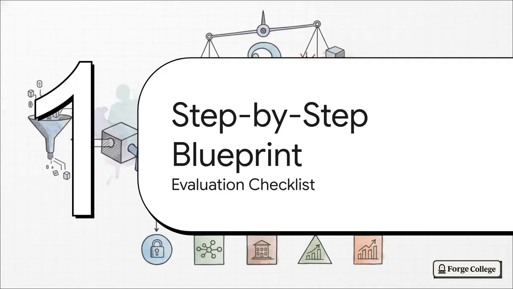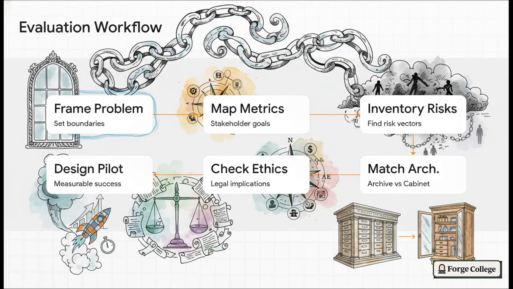Moving right along to Section 4, your step-by-step blueprint and evaluation checklist. To completely avoid those disastrous risk vectors, we rely on a reproducible 6-step checklist. You can confidently apply this to literally any proposed project. Step 1. Frame the problem and set your boundary conditions. Step 2. Map those metrics directly to stakeholder goals. Step 3. Take a thorough inventory of your risks.